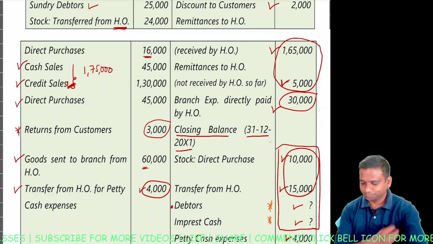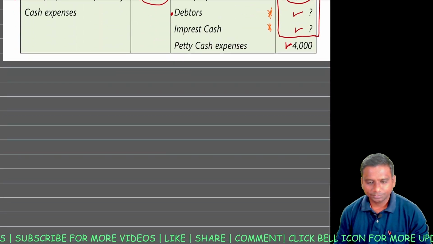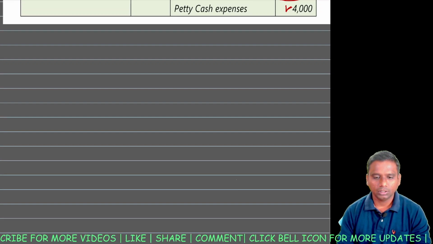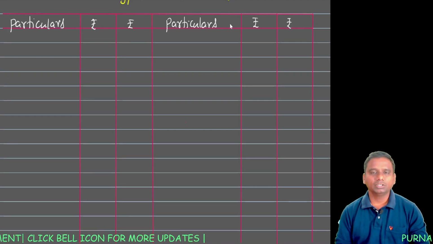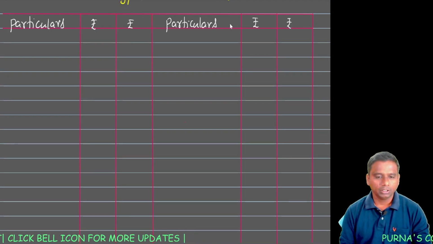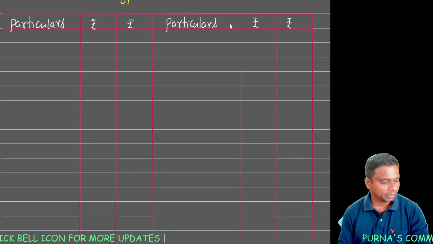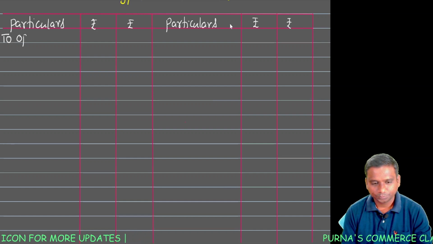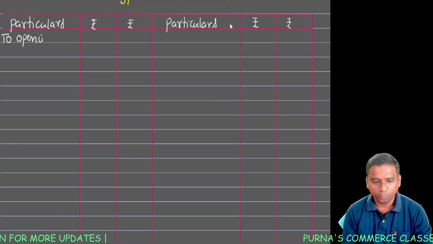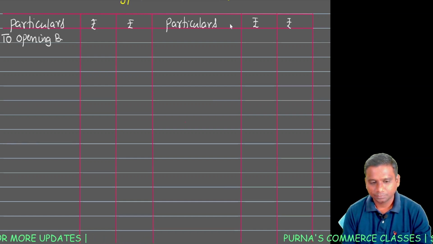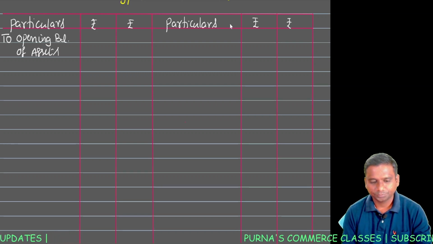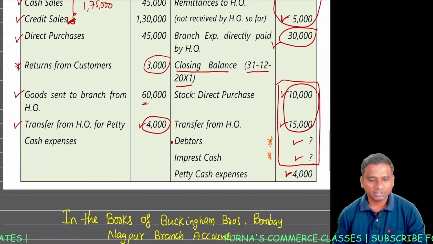Right. Now, which account do we prepare? First, branch account. Write down the heading. I am ready with the format. Now look. First, we should write the opening balances of assets. So, what are the opening balances we have? Tell me.